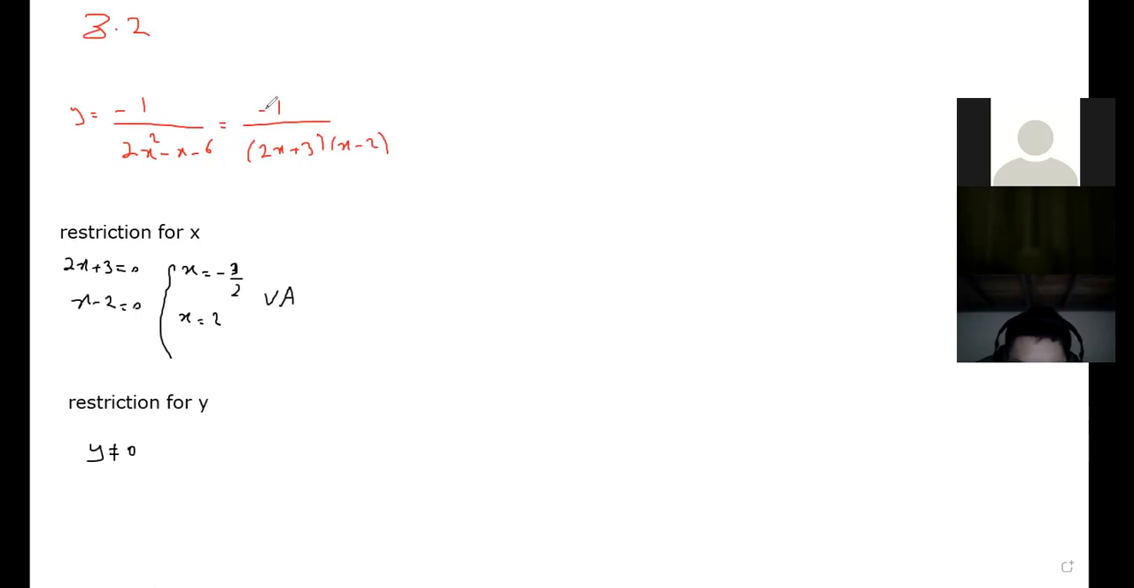Again, x-intercepts, you have to put y equal to 0, so you don't have an x-intercept. You just have y-intercept. For y-intercept, you need to put x equal to 0. And you put x equal to 0, here you get 3, and here you get -2, when you put 0. So the answer is -1/6.